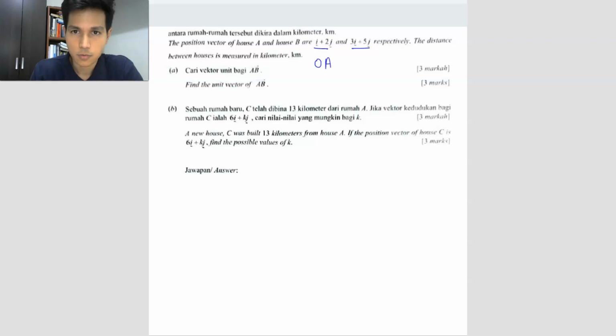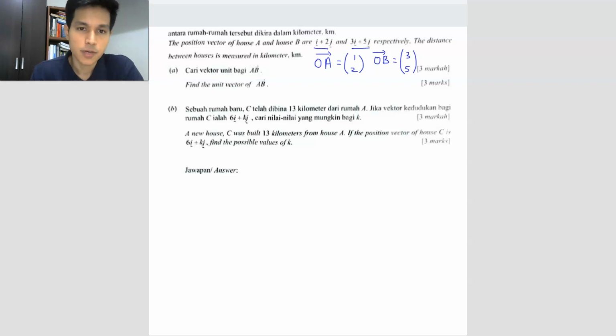Position vector, right? So that means OA equals 1, 2. I write in column vector, so that is easier. And then OB is 3, 5. The distance between the houses is measured in kilometers. Find the unit vector of AB.